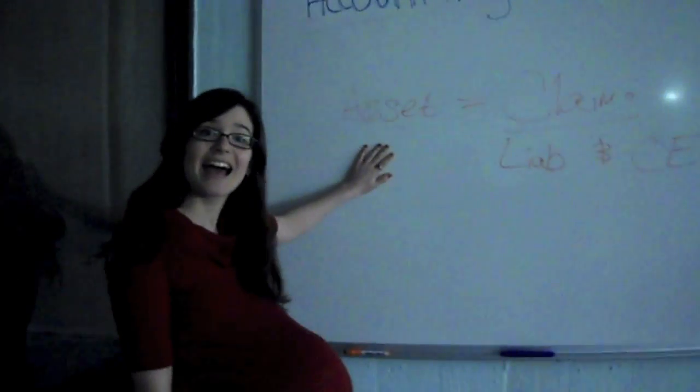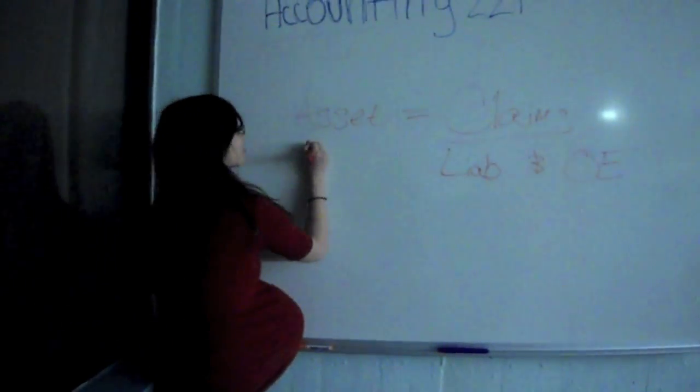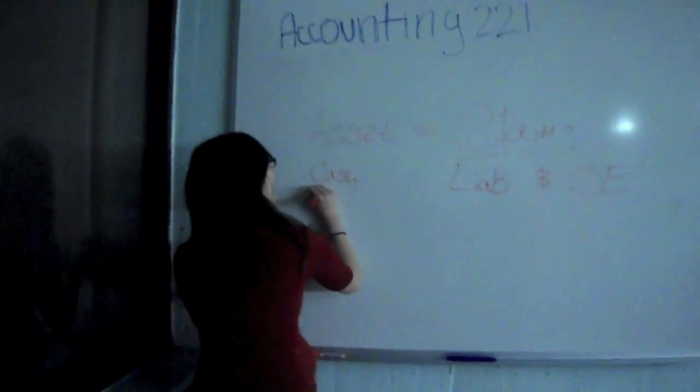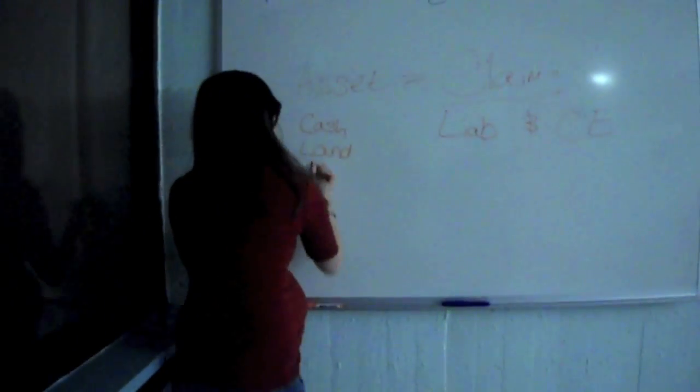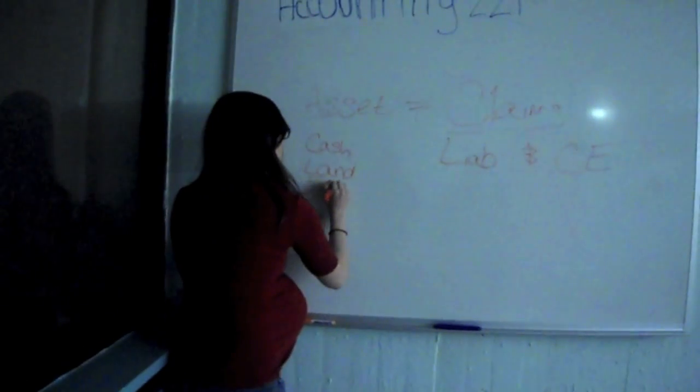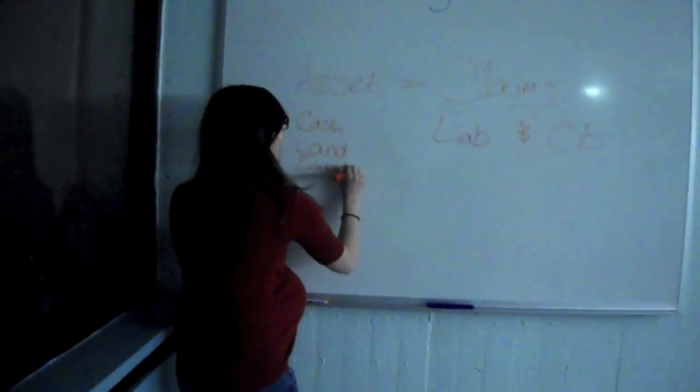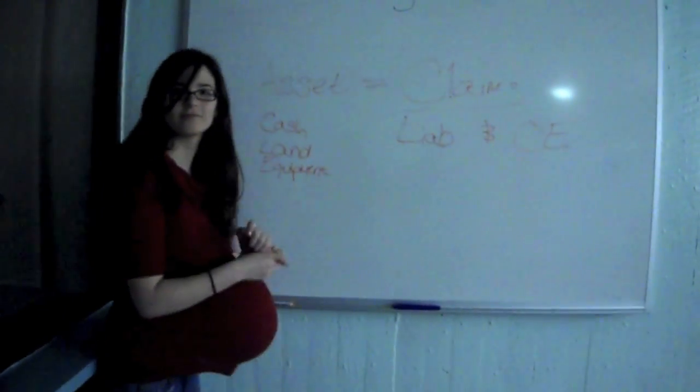Some examples of assets. We have cash, land, equipment, anything essentially that a company has.